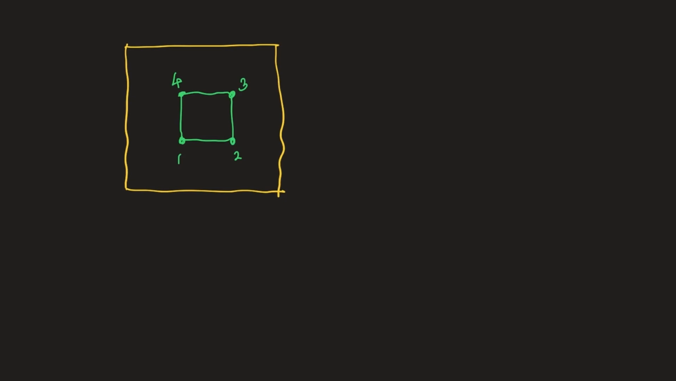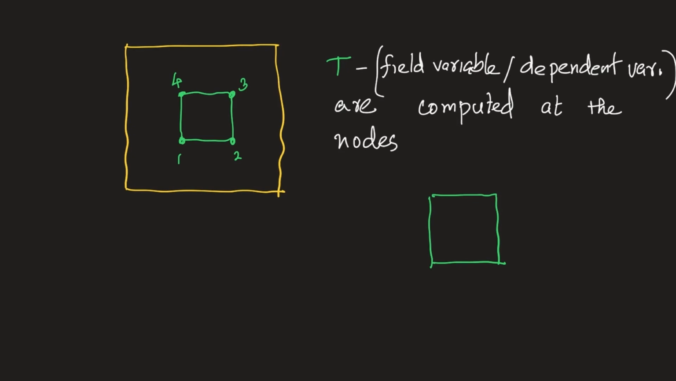In finite element analysis, the equations are formulated such that the values of the field variable, here the temperature T, are computed at the nodes. Which means for a particular element, we will compute the values T1, T2, T3 and T4, which are the values of temperature at the nodes. Let me repeat. For the problem, we write equations such that the values of temperature are only computed at the nodes.